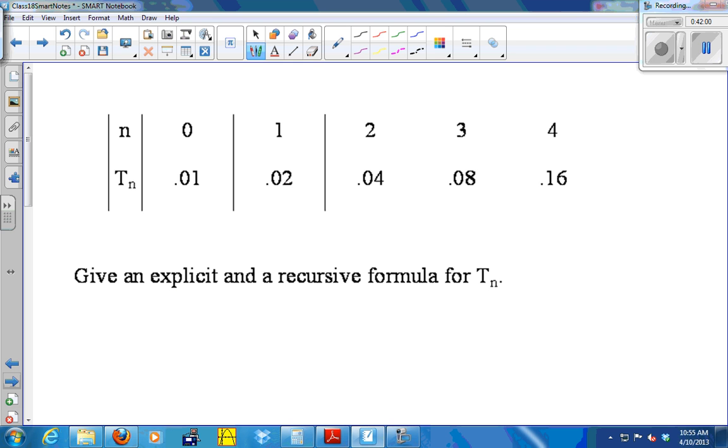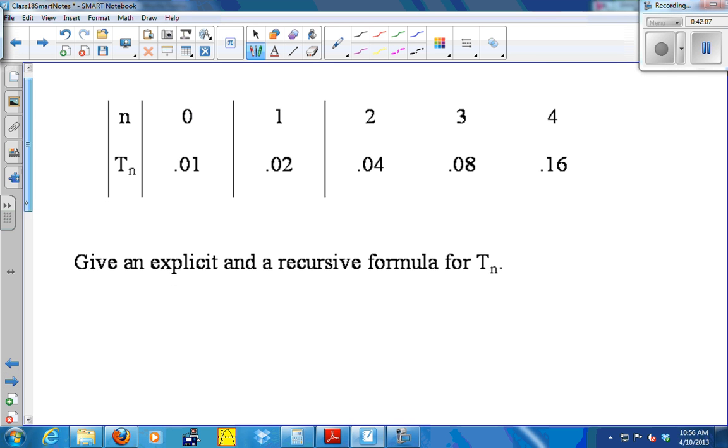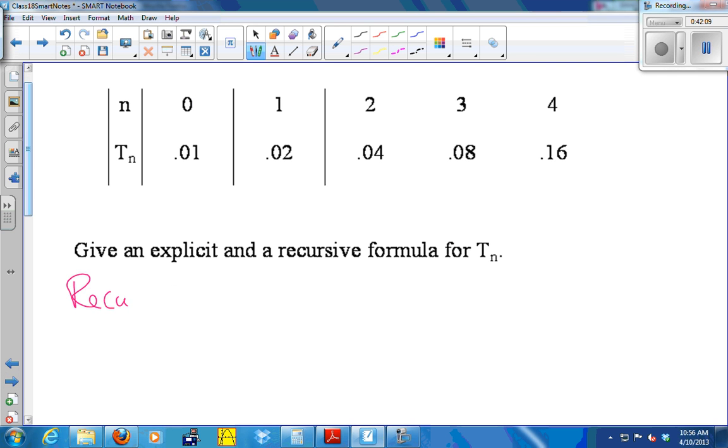Let's see if we can come up with an explicit and a recursive formula for the thickness of my paper. So we'll start with recursive. T sub n, the thickness after n folds, based on the previous thickness, how would I calculate my new thickness? Just double it. So I would do T sub n minus 1, the thickness at the previous step, times 2.